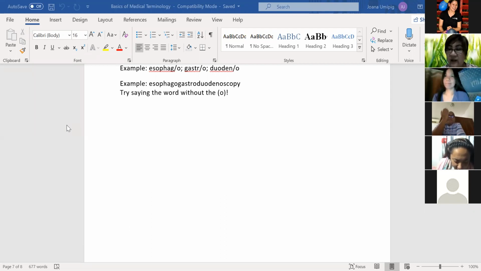So without it, let's remember, the basics of terminology is putting all this together. We have a word root, we have a prefix, which is placed before the word, and the suffix, which is at the end of every word root, and the combining vowel, which is O, to combine and to make it a readable, understandable term.